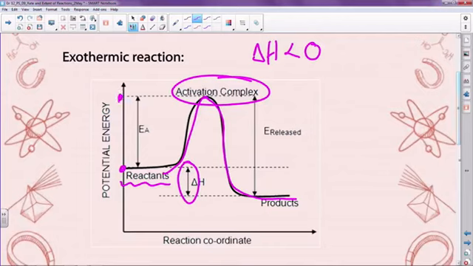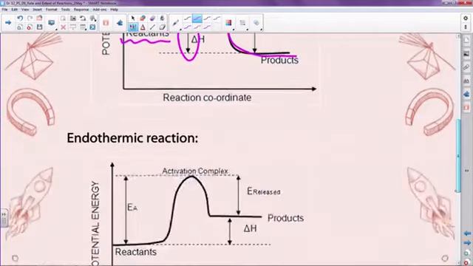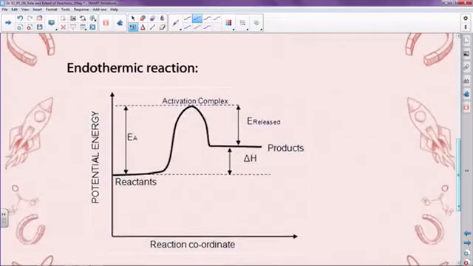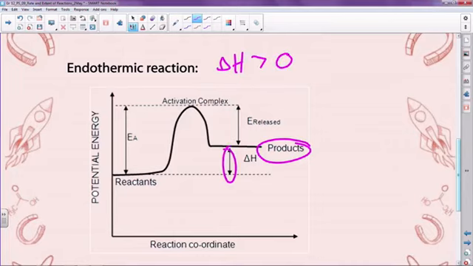Okay? For an endothermic reaction, we have products which end up with more energy than the reactants. You guys know this, you've done this before. Delta H is now positive, because if I go the products' energy minus the reactants' energy, I get a positive number because the products have more energy. And my activation energy is still the difference in energy between the reactants and the activated complex.